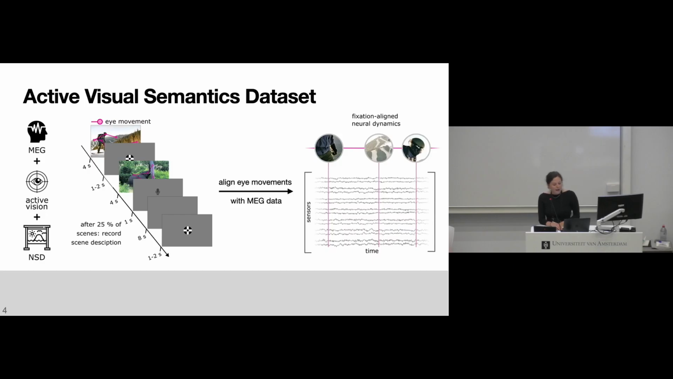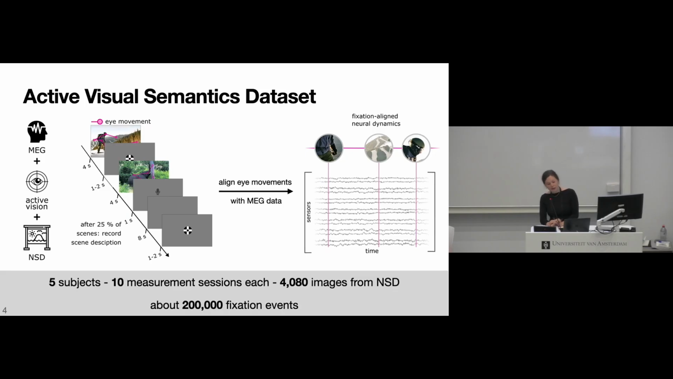We could then align the eye movements with the MEG data, and so we could, in the MEG data, precisely know at which point in time a fixation started and ended. And we have a lot of data because we had 5 subjects coming in for 10 measurement sessions each, and they were all presented with 4,080 images from NSD, and this all resulted in about 200,000 fixation events.